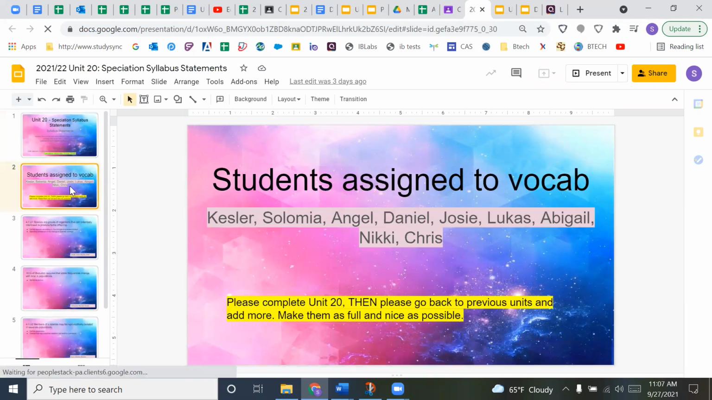Students assigned to vocab, this large group of students, your job is to get as much vocab from this unit, put it in the vocab Google Sheets, okay? So please complete unit 20, then, oh, also, because we're still a little straggly on the previous units. You guys are focused on the syllabus statements, and we are getting some vocab in there, but I definitely wouldn't consider it complete vocab. So since there's so many of you, do as much as you can for unit 20, then maybe go back to previous units and try to make them full, okay? So that's your guys' job, just vocab.